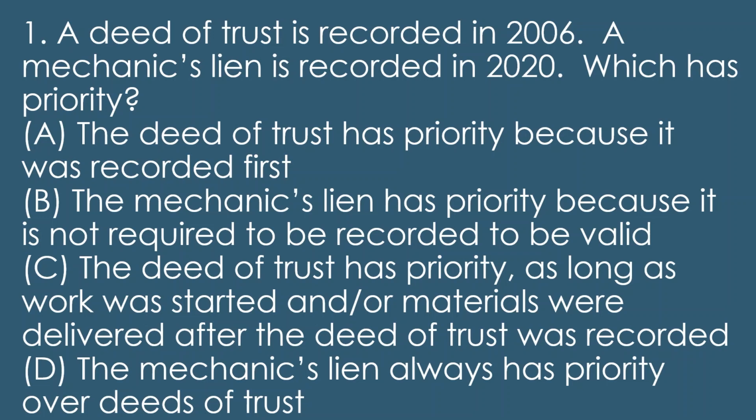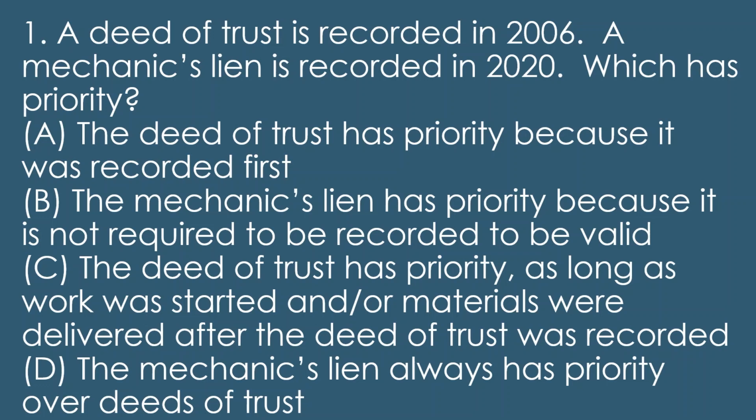But the reason why is that the work was started or materials were delivered after the deed of trust was recorded. If it was done prior to the deed of trust being recorded, then the exception to the rule, that mechanic's lien we've been talking about, would have priority. The mechanic's lien always has priority over deeds of trust.